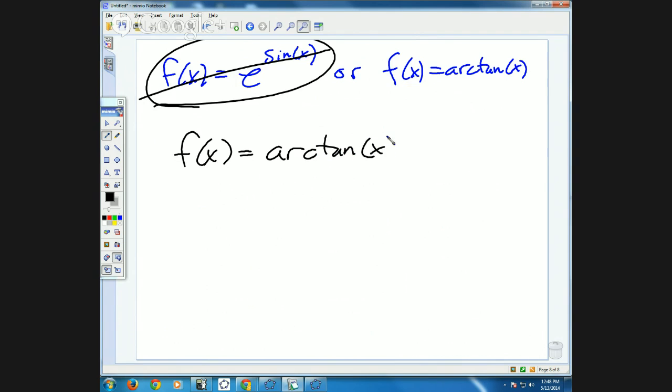Arctangent of x. Often the arctangent is written as the tan inverse of x, but I don't like that notation. A lot of people take the reciprocal by mistake. And if you're going to enter this in some kind of computer algebra system like Wolfram Alpha or others, it prefers arctan. They take 1 over tangent as a common mistake.